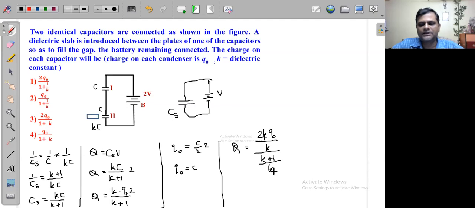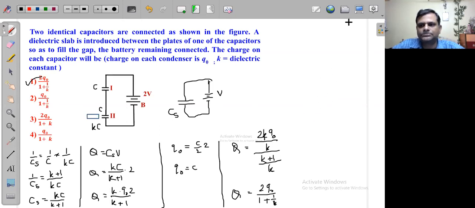तो K से डिवाइड कर दिया हमने न्यूमरेटर डिनोमिनेटर दोनों को, तो इससे सिंपली यहाँ पे कैंसिल हो जाएगा और हमको मिलेगा 2Q naught in the numerator, and in the denominator it will be 1 plus 1 upon K, which is going to be there in the option 1 here. Okay, so this is actually going to be the correct option.